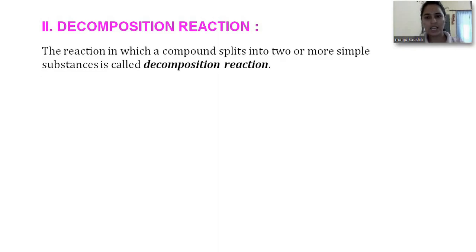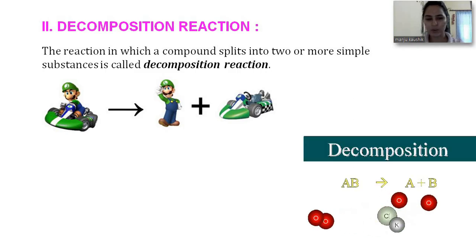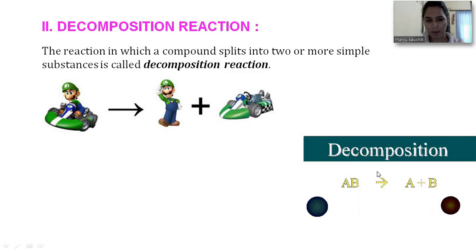So students, now we will do our second type of reaction, that is decomposition reaction. Students, this type of reaction is just opposite to combination reaction. See, this is a reaction in which the reactant, the compound, splits into two or more simpler substances. As you can see in this picture, the reactant, the compound, is divided into two simple substances. Let me give you an example. AB is a compound which splits into two simple products, A and B.